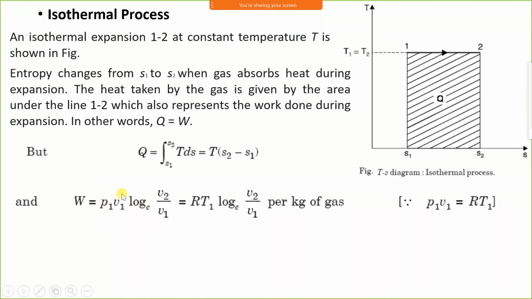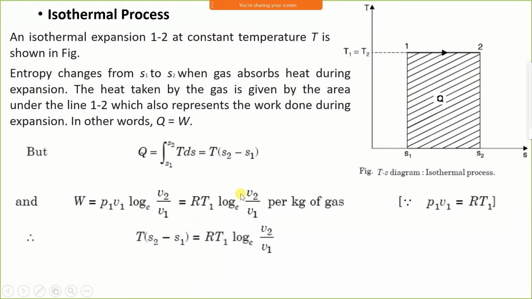For an isothermal process or any ideal gas, the equation PV is equal to mRT, we know. But here V is a specific volume, hence PV is equal to RT. Therefore, P1 V1 is equal to RT1. We can replace P1 V1 by RT1. Now it is RT1 log base e of V2 by V1 per kg.